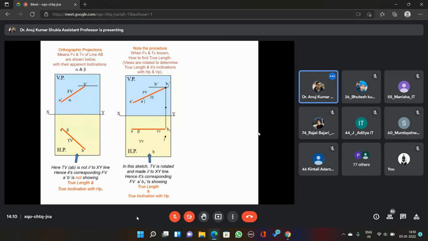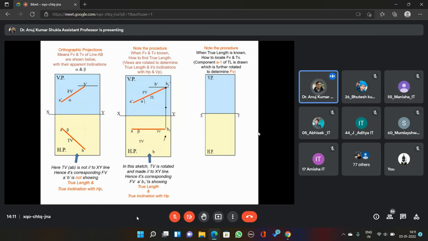Can you do it? Say yes or no. Yes, sir. Hence its corresponding front view A dash B dash is showing true length and true inclination with HP. Okay, so you can do it. Just rotate the top view, then it will show the true length. That's it, because you have rotated it by the same angle.